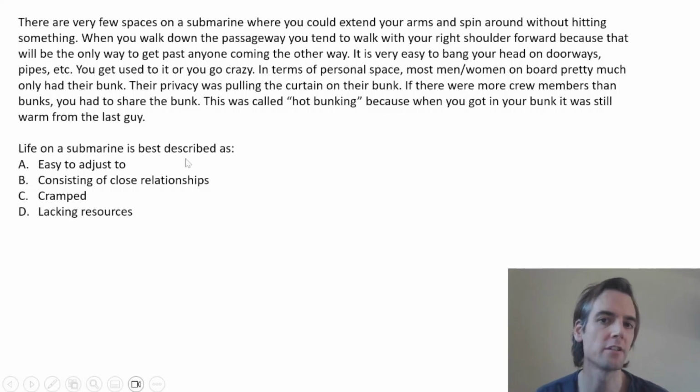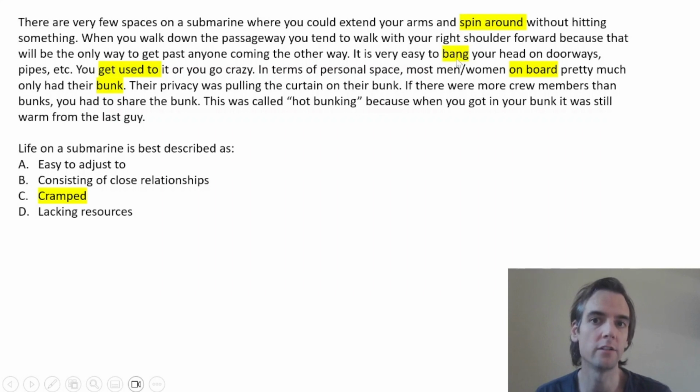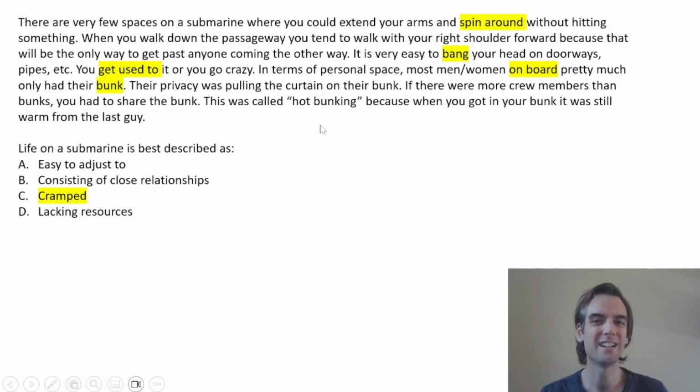All the options are possible, but when you're reading it, what are the clues that are telling you the answer? What's maybe some vocab you didn't know? Spin around, is that a phrasal verb that we know? Bang your head, is that a verb for maybe part 1? If they give you 4 options and one is to bang your head, that's going to be the correct answer. Get used to something, a good phrase for part 2. On board, meaning on board the ship with the correct preposition. Bunk, vocab.